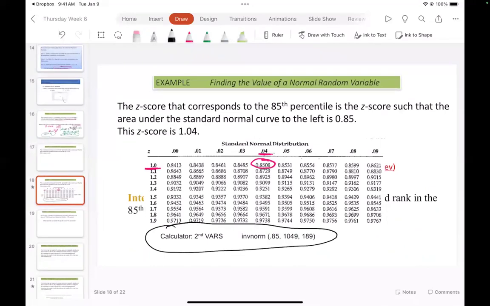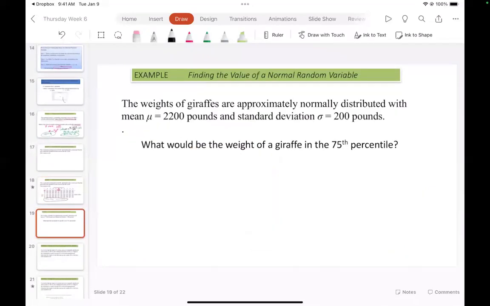All right, let's do another one. I would like you to try this one. The weight of giraffes are approximately normally distributed. They have a mean of 2,200 pounds and a standard deviation of 200 pounds. We want to know the weight of a giraffe in the 75th percentile. So go ahead and try this on your own. If you get stuck, sit there and look pretty until we go through it together.